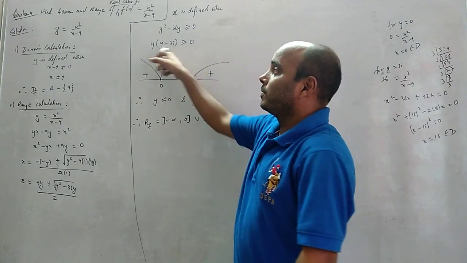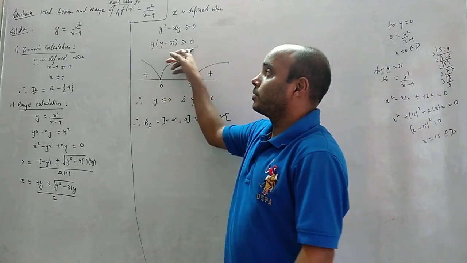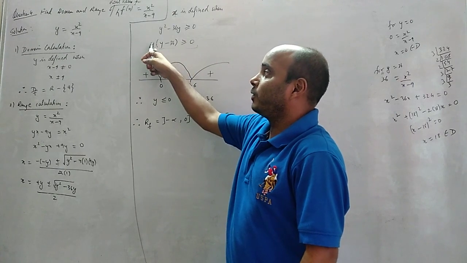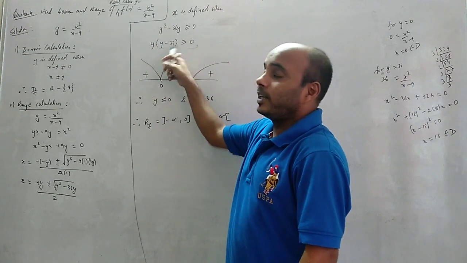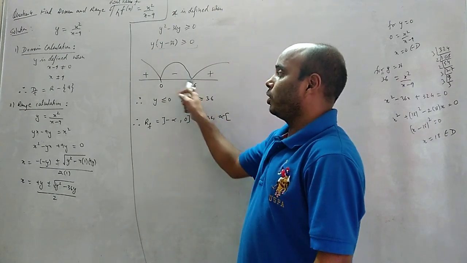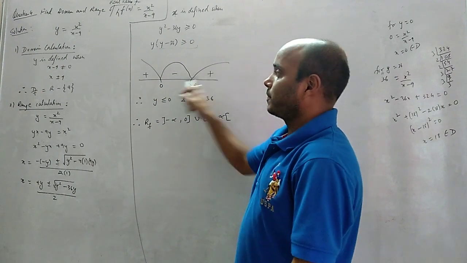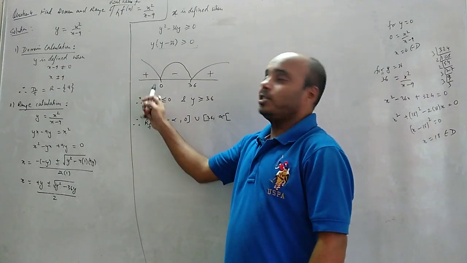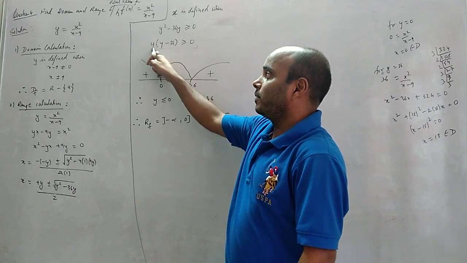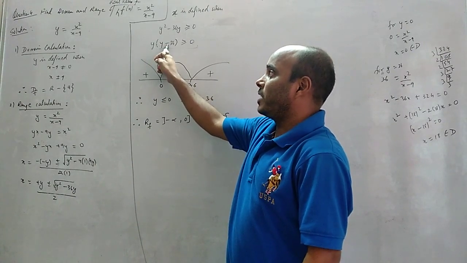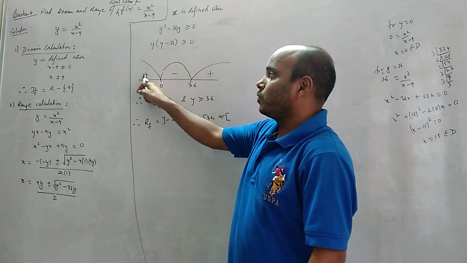Now this state, we have solved this earlier also. Make this as 0, we will get y equals to 0. Make this as 0, we will get y equals to 36. So 2 points we got, 0, 36. Make base. हो गया. Now take a number less than 0, minus 1. Substitute minus 1 here. Minus 1 minus 36. Minus plus. So we have plus.